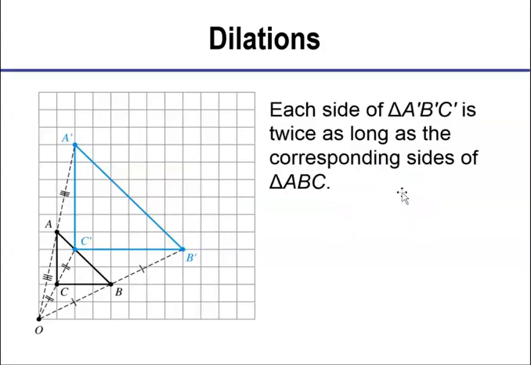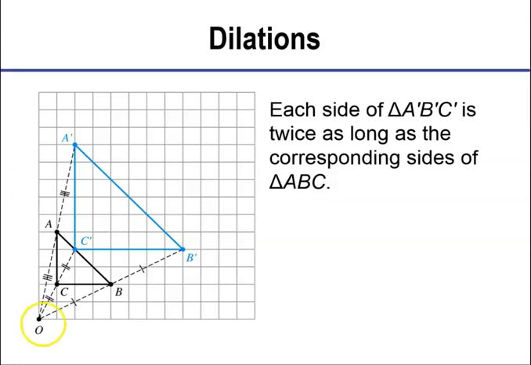So here we go. We have a dilation here. Each side of triangle A primed, B primed, C primed, which has had a dilation applied to it, is twice as long as the corresponding sides of triangle ABC. Okay, now here's what I want you to notice.